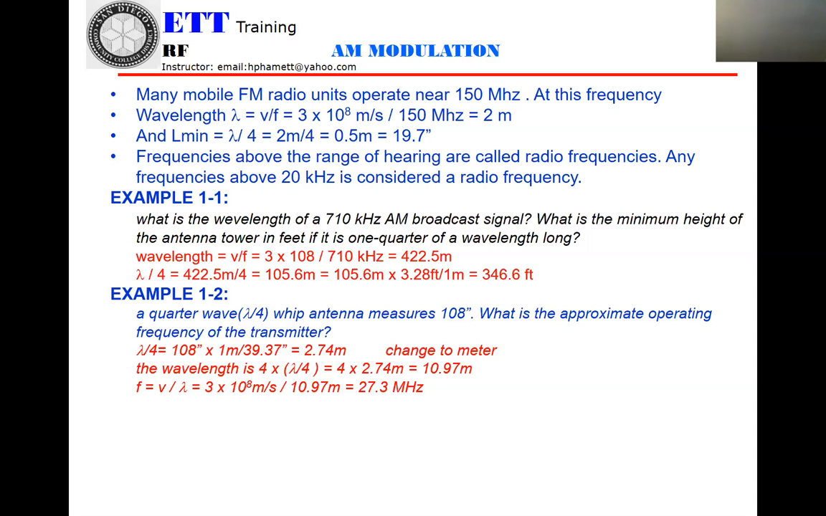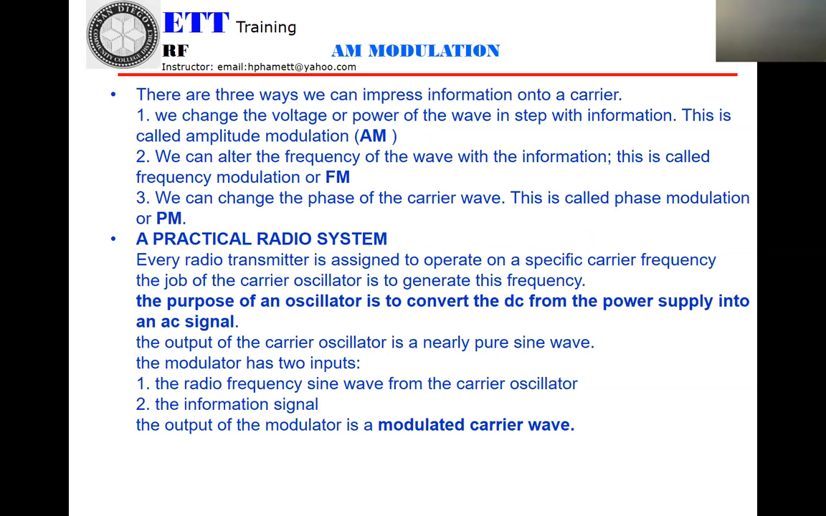Okay, let's see what's next. There are 3 ways we can impress information onto a carrier. First, we can change the voltage or the power of the wave in step with the information. This is what we call amplitude modulation, AM. That means you change the voltage. That's why AM, A means amplitude modulation.